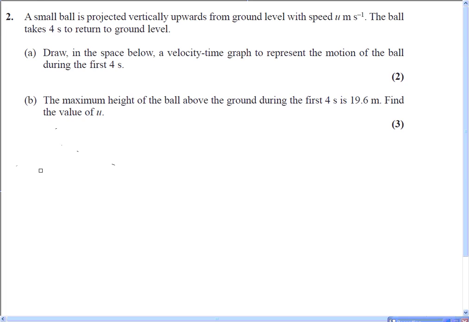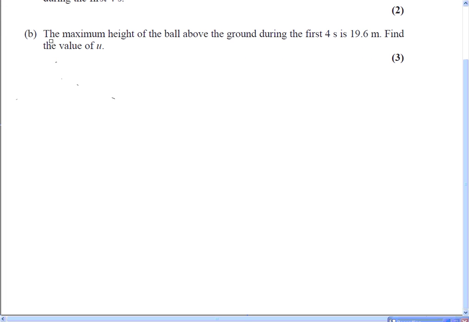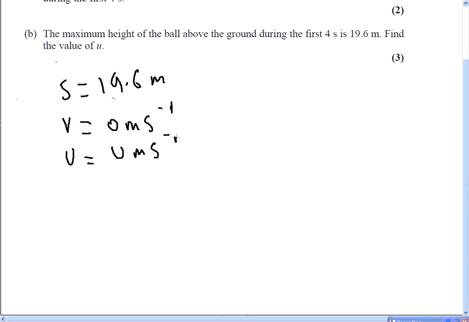Right. So what we know is that we know what our displacement is. It's going to be 19.6 meters. We know that our final velocity is going to be 0 meters per second. Initial is going to be u meters per second. Our acceleration due to gravity is going to be minus 9.8 ms to the minus 2, and our time is going to be 2 seconds.